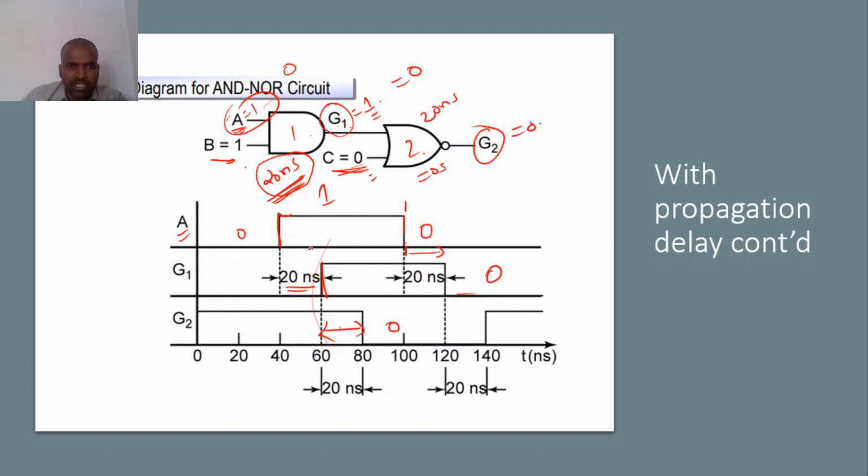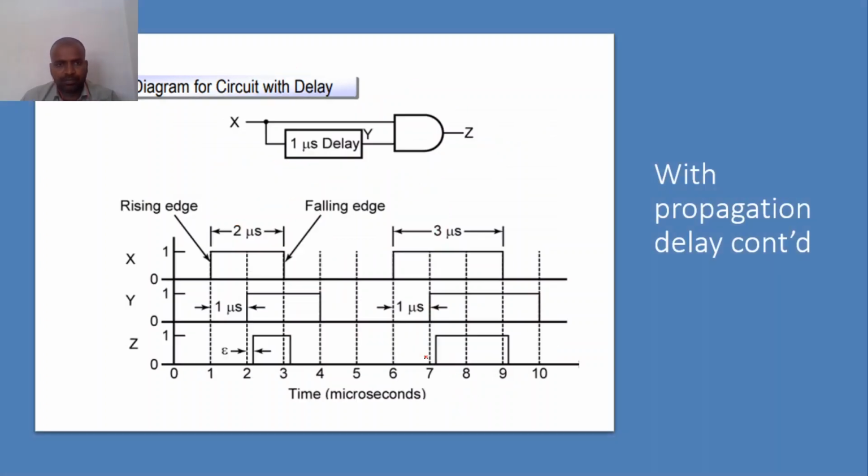Okay, then I'm going to change A1 value to 0 here. Again this G2 will change after 20 nanoseconds delay. If one of the devices creates some propagation delay, it will affect the rest of the circuit. Okay, this is another example for propagation.